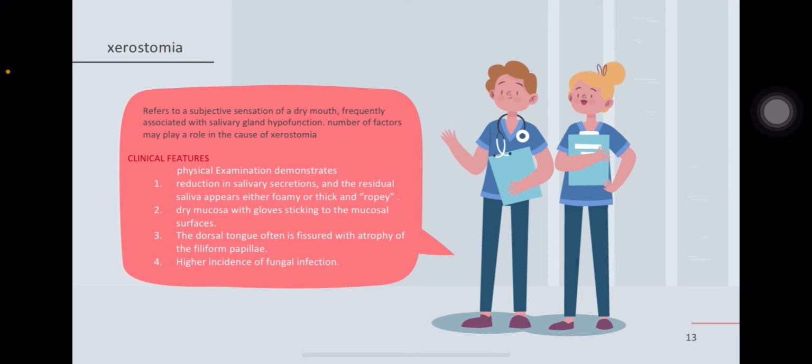Xerostomia refers to a subjective sensation of a dry mouth, frequently associated with salivary gland hypofunction. A number of factors play a role in the causes of xerostomia. Upon physical examination, we'll notice the reduction of salivary secretion, where the residual saliva appears either foamy, thick, or ropey. The mucosa appears dry, and the clinician may notice that the examining gloves will stick to the mucosal surfaces. The dorsal tongue often appears fissured with atrophied filiform papillae.